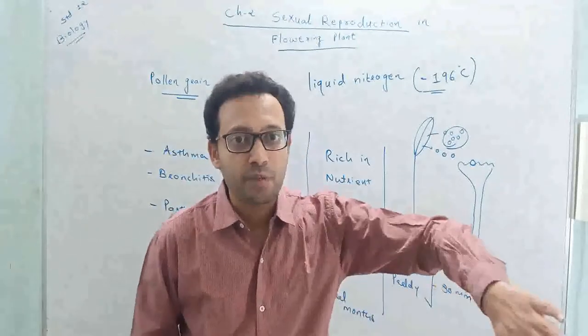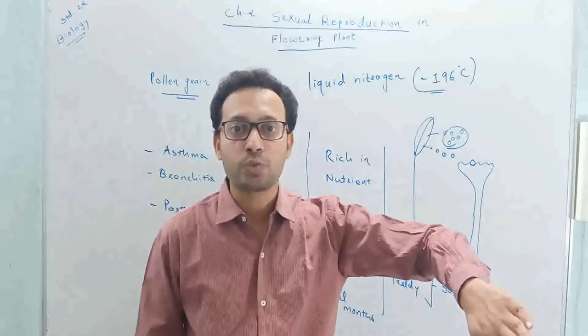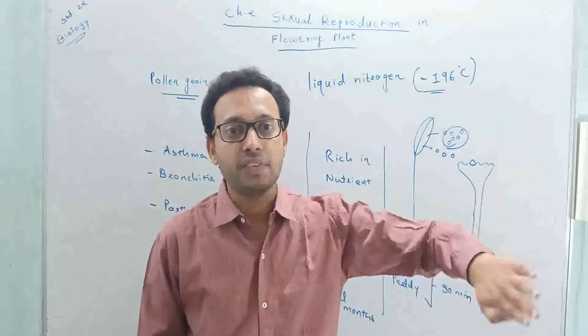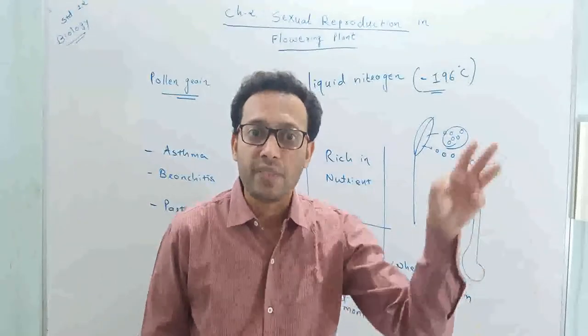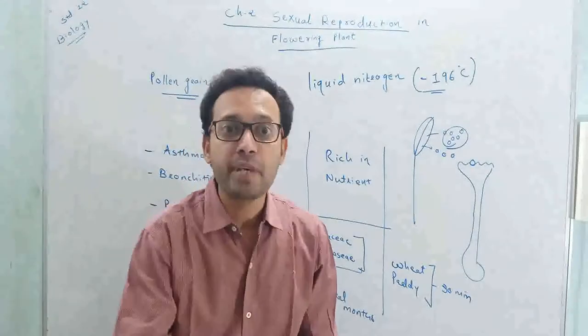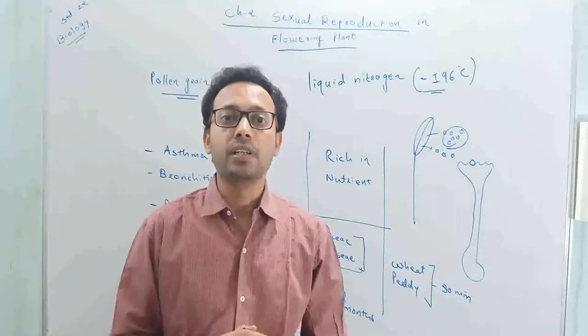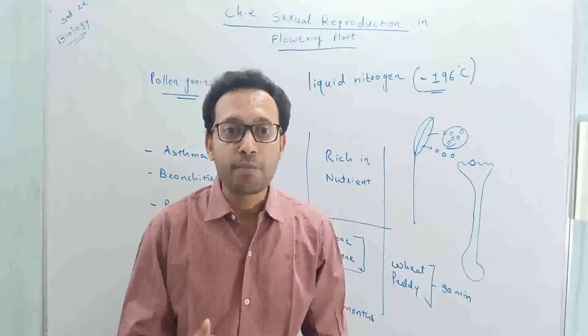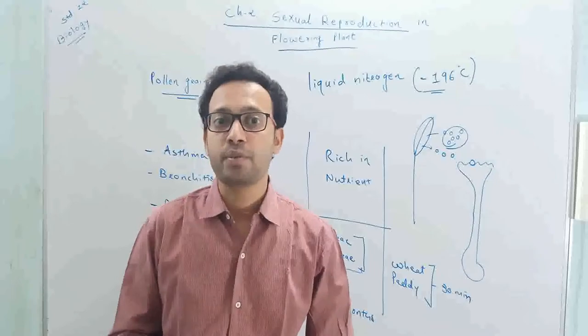The male reproductive part has been finished, and we have discussed how the male gamete is produced, because in pre-fertilization, the first step is the formation of a gamete. So we have seen how the male gamete is produced within a pollen grain. Now we have to discuss how the female gametes are produced, and to learn that, we have to learn the female reproductive part of a flower. So let's start with the female reproductive part of a flower.